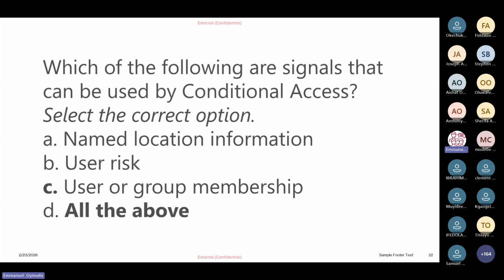Okay, so this is the question. Which of the following are signals that can be used by conditional access policy? Named location, user risks. Although I didn't cover user risks, by the special grace of God, we're going to cover it in a more advanced series. So we'll cover it, but I don't want us to use something that is too hard for us to understand.